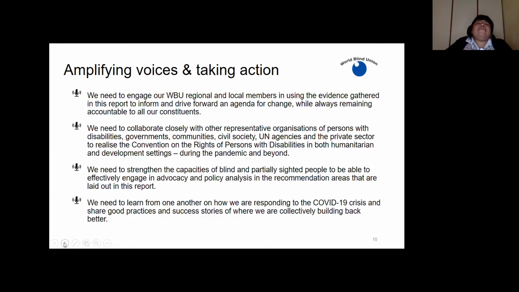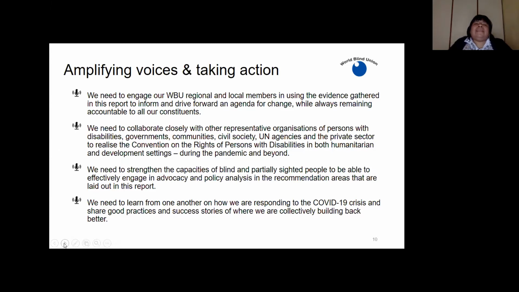And we need to learn from one another on how we are responding to COVID-19. What is very important is this, because sometimes we think that we are going to cope just along with this situation, but we need to learn from one another: how others are responding, what strategies they are using. And we need to share good practices and success stories of where they are working collectively, maybe building back better.